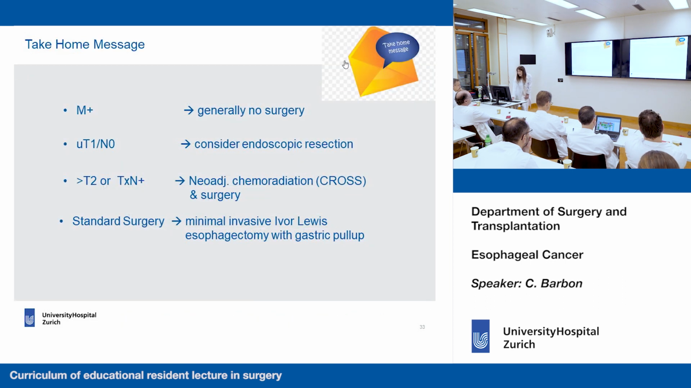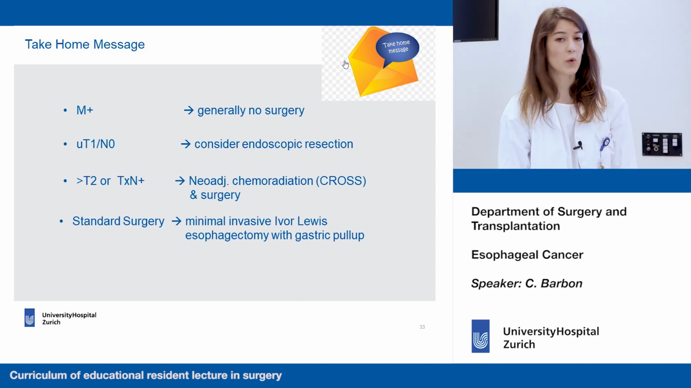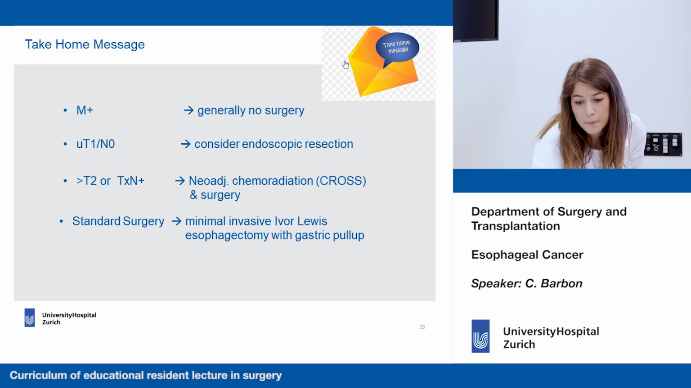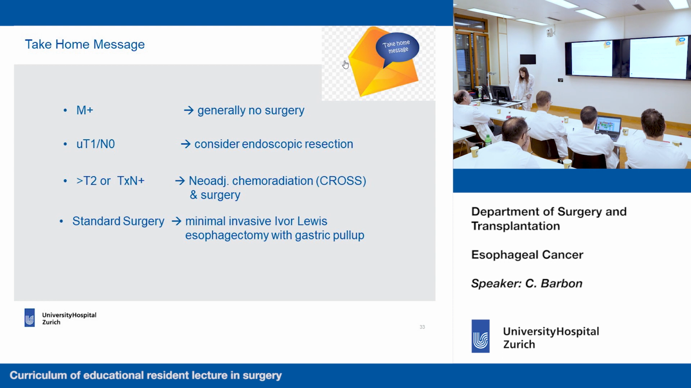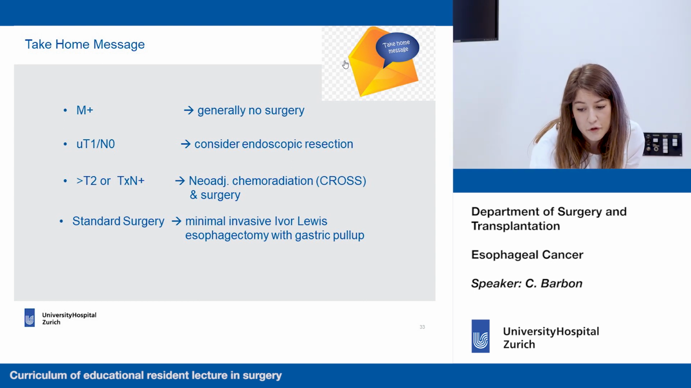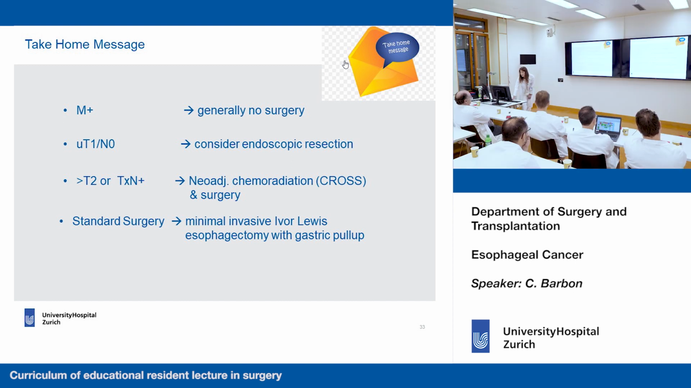So what are the take-home messages from today? What is important is to keep in mind that we have two different types of esophageal cancer, the squamous cell carcinoma and the adenocarcinoma, but we are going to see mostly the adenocarcinoma. If there are metastases, we cannot perform surgery, so we have to undergo palliative treatment. If the cancer has a low stage and it is T1 or the lymph nodes are not involved, then we can consider endoscopic resection. If the stage is more than T2, or if the lymph nodes are positive, then according to the CROSS trial, we should perform both neoadjuvant chemoradiation and surgery. And the standard surgery that is mostly performed is the minimally invasive Ivor-Lewis esophagectomy with the gastric pull-up.